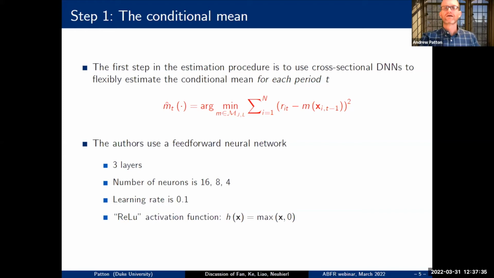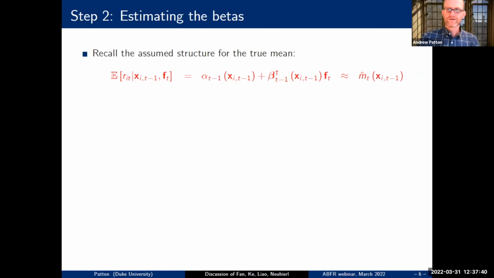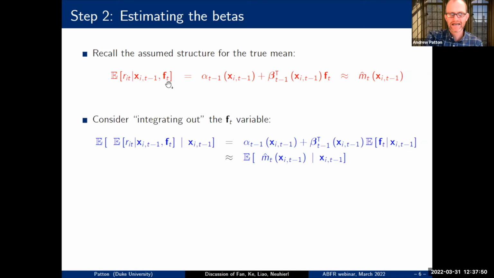And then they had this particularly novel step. How does one extract betas from this conditional mean function? What they do is the following. They want to think about integrating out the F that appears in each of these cross-sectional conditional mean functions. What they'd really like to do is a law of iterated expectations, so they want to smooth out or integrate out the F and only condition on the firm-specific characteristics X.